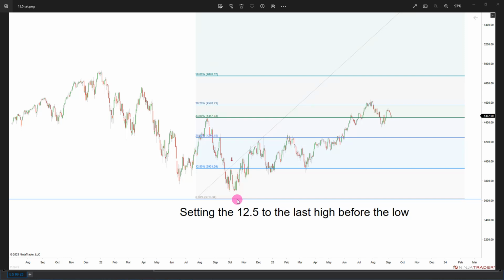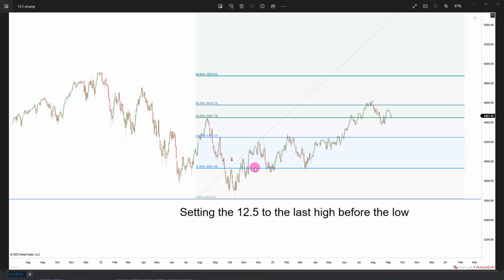So there's a couple of different ways I like to do this. I'm going to set the 0 point of the tool at the level of the low, where I've got the blue horizontal line. And then I'm going to take a look at the last swing down, and I'm going to drag the tool up and set the 12 and a half at the high of the last swing down. And that's going to set up the structure moving forward in time.